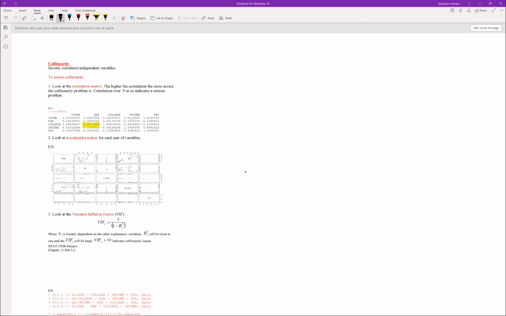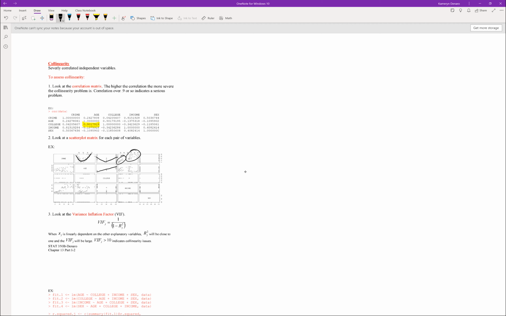When we look at our scatter plot between college and age right here, we can see that strong linear pattern. Another thing that's really nice about looking at the scatter plot matrix in general is that you can see if you're going to need any transformations of your variables. For example, age and crime have a parabola kind of shape. Here we might have some groupings. Between age and crime, there might be two different relationships. So getting the scatter plot matrix can really help us understand these relationships.